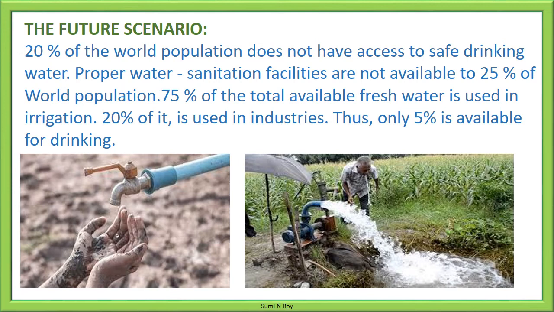75% of the total available fresh water is used in irrigation. 20% of it is used in industries. Thus, only 5% is available for drinking.